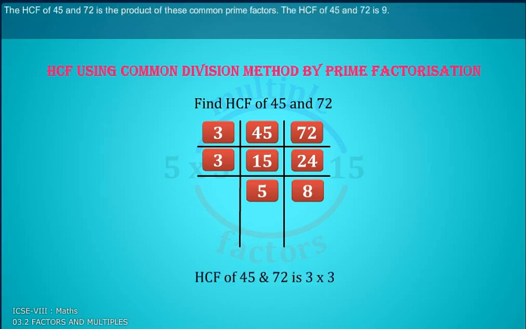The HCF of 45 and 72 is the product of these common prime factors. The HCF of 45 and 72 is 9.